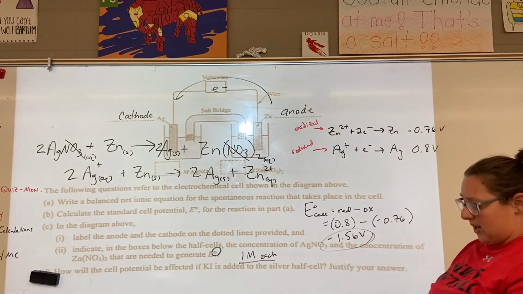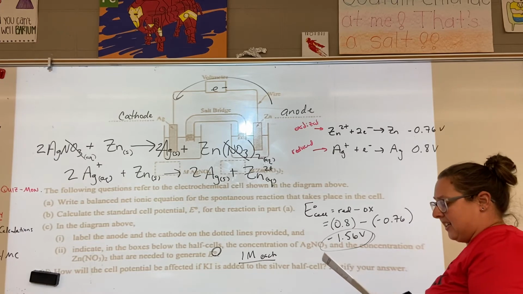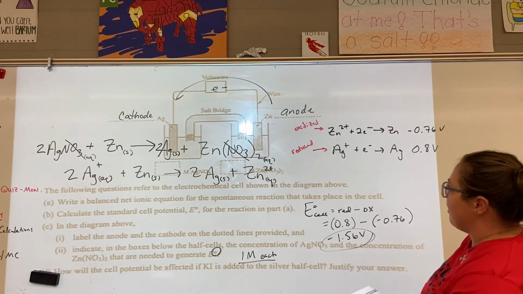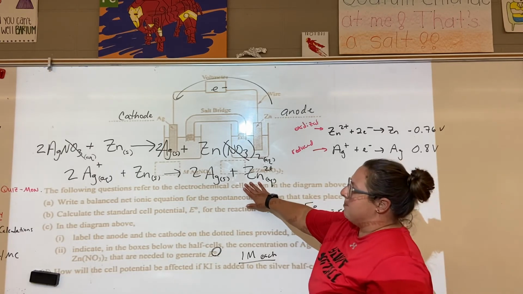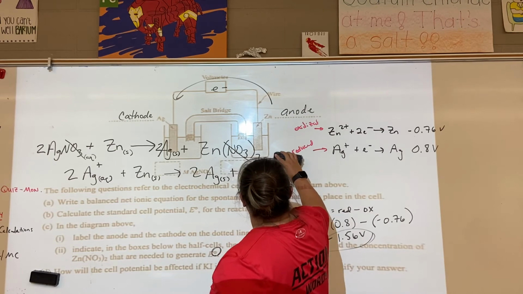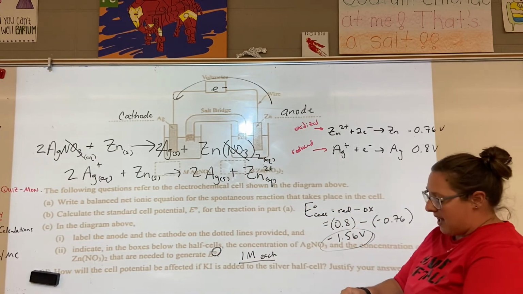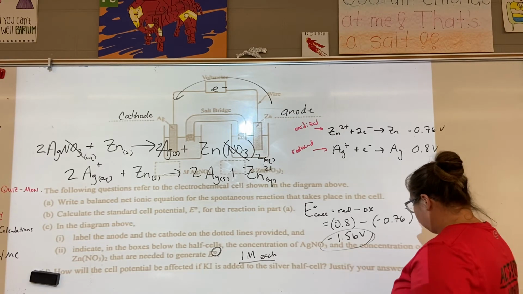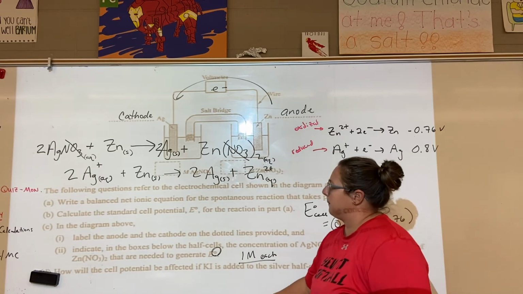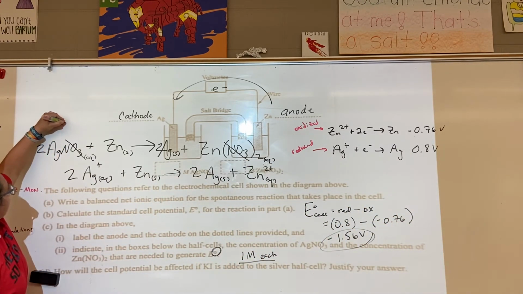Now, the next question says, how will the cell be affected if KI is added to the silver half cell, and then justify my answer? So I'm going to refer to this balanced net ionic equation for this, okay? Now when I add my KI to the silver, I have to think of solubility rules, okay? So I'm adding my KI to this.